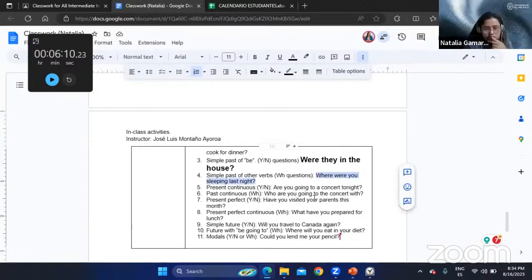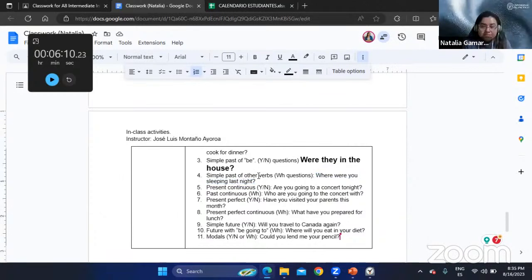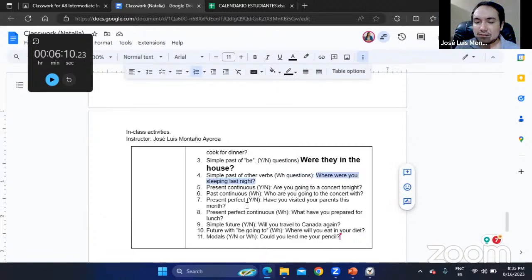Where were you last night? But that's okay. That's simple past, but that's simple past of be, right? Simple past with other verbs is any other verb, but you don't use the verb to be. So, what could it be? It can be the same example, but you have to change two things to make it correct.